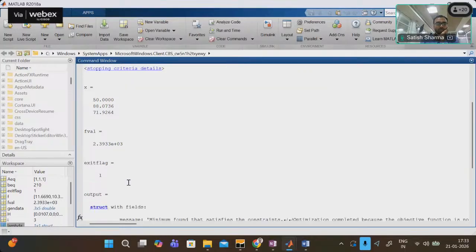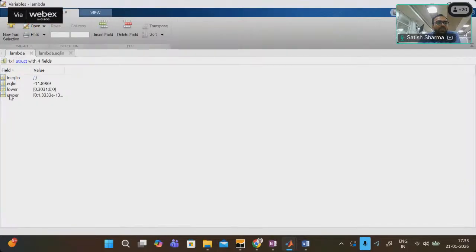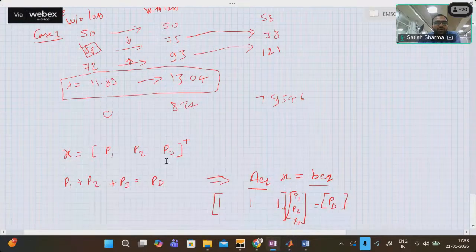Exit flag is 1. Now the system price is the one thing we are interested in. What is the value of lambda, which is the system price? For lambda, we have to look at the lambda part, which is available in the output, and lambda is for the equality constraint. It also comes out equal to 11.8989, which we solved with the help of GAMS as well. 11.8989 was the exact value. So this is how we can solve it with the help of quadprog. Is this clear so far?